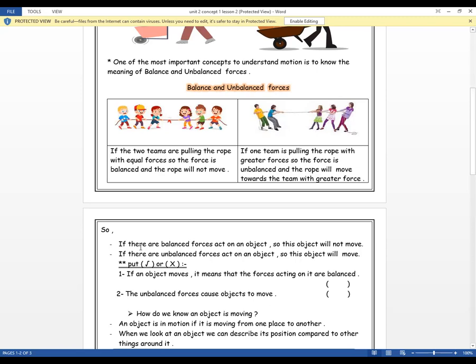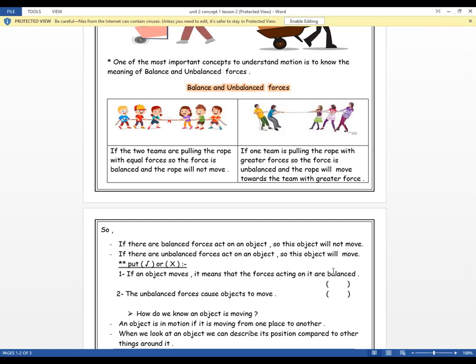So if balanced force acts on the object, the object will not move. But if unbalanced force acts on this object, the object will move. Okay? Balanced or equal forces, the object will not move. But unbalanced or unequal, the object will move.